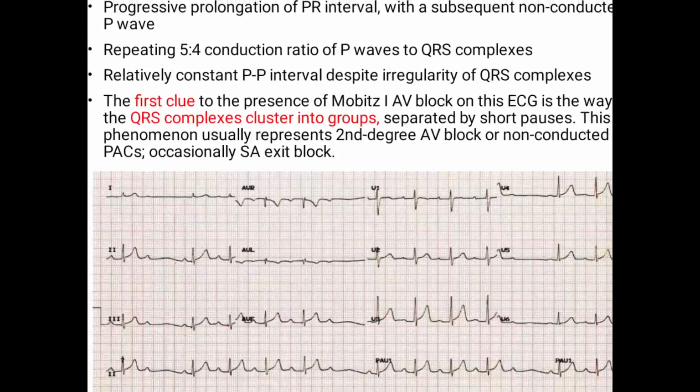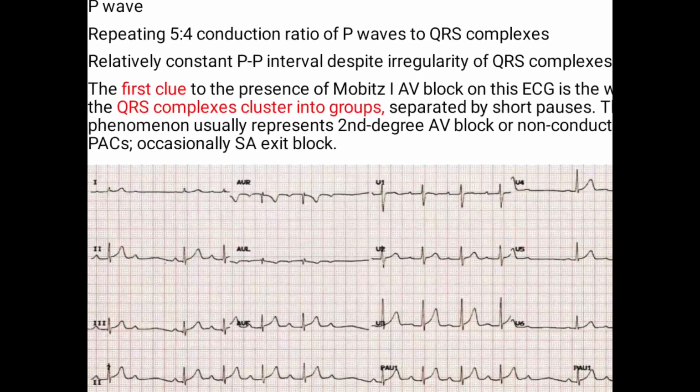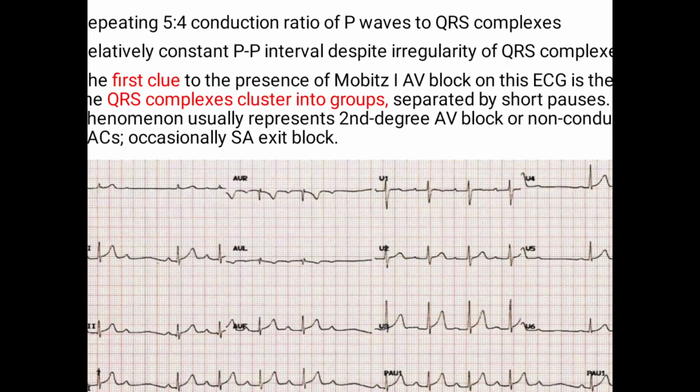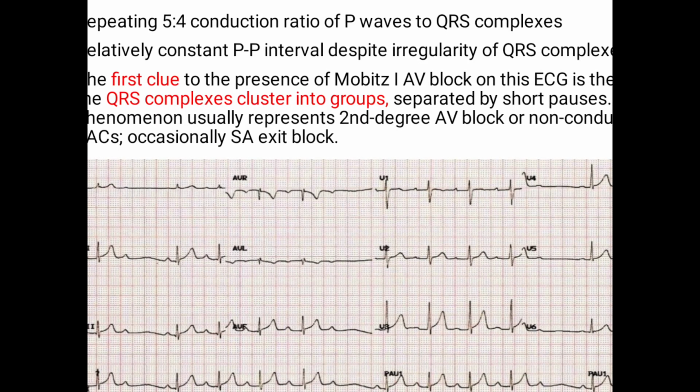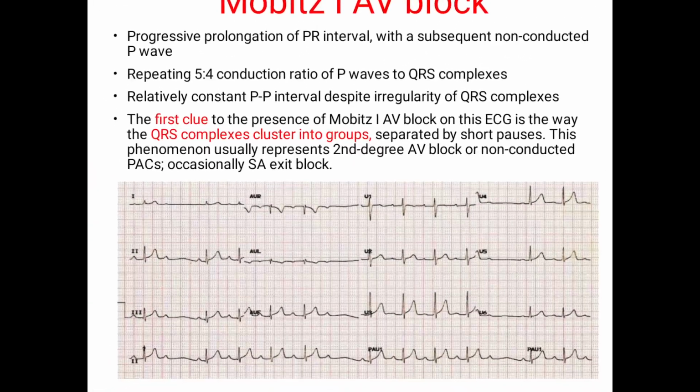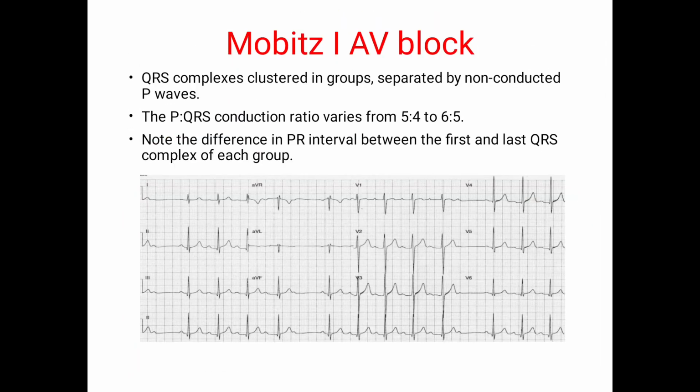So in this picture we can see there is progressive prolongation of the PR interval, condensing of the QRS complexes. In this ECG, we see QRS complexes. They are clustered in groups. They are separated by non-conducted P waves. P to QRS conduction ratio is 5 to 4, or we can say 6 to 5. The difference in the PR interval between the first and last QRS complexes of each group can be noted.